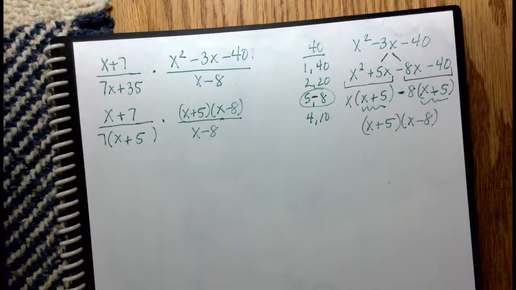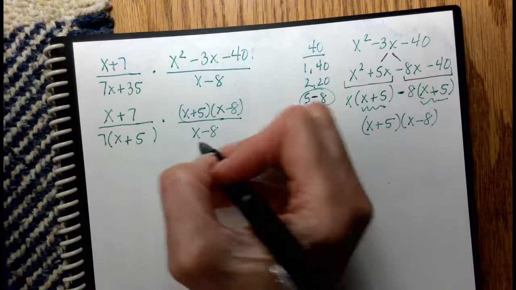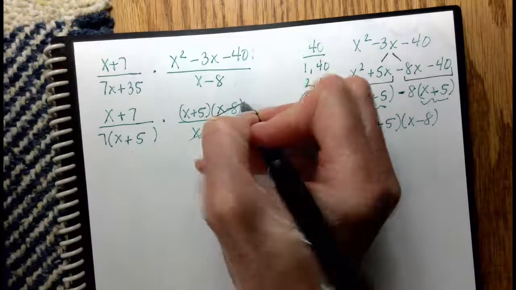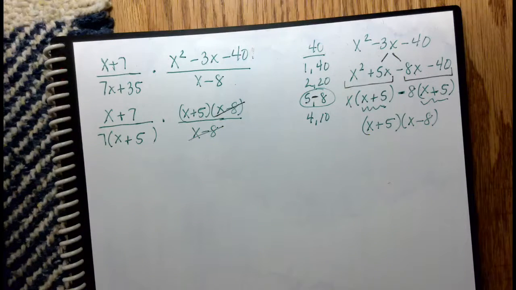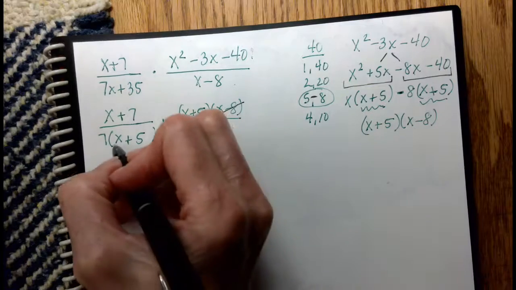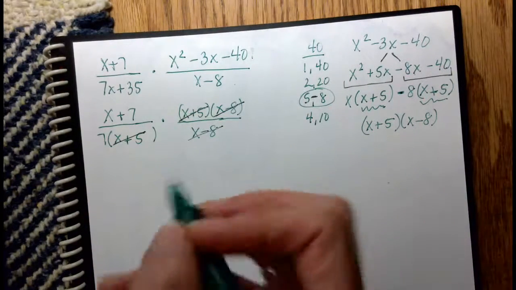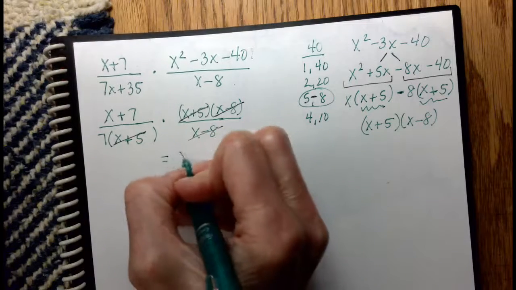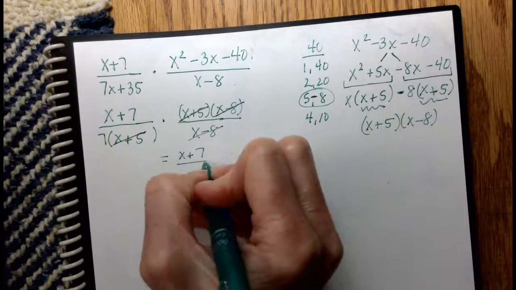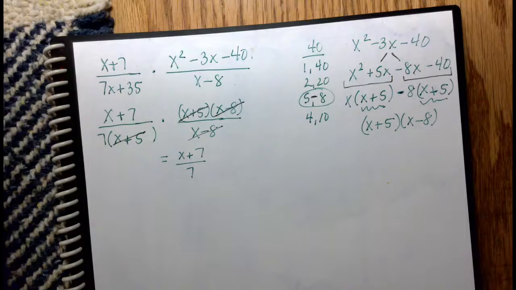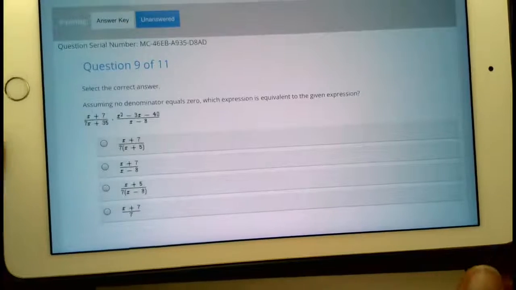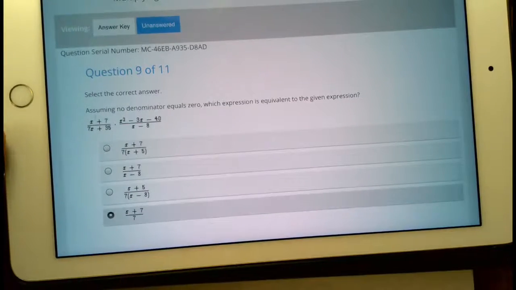But what we're looking for is, do we have anything exactly the same on the top and on the bottom? And I just noticed the x minus 8's here. We also happen to have an x plus 5 on the bottom and an x plus 5 on the top, which leaves us here with the x plus 7 on the top and 7 on the bottom. And when we go back to Edmentum here, it looks like it's the last choice.